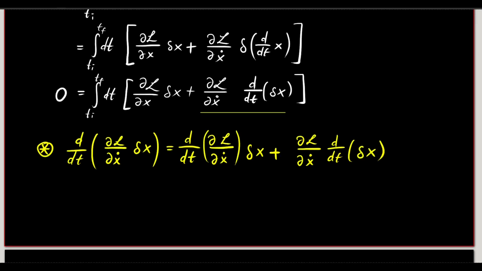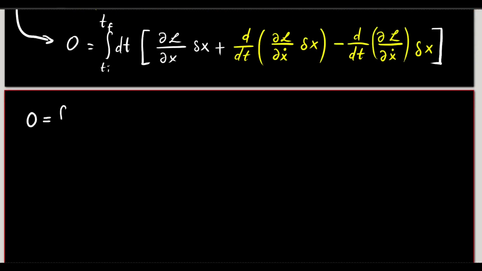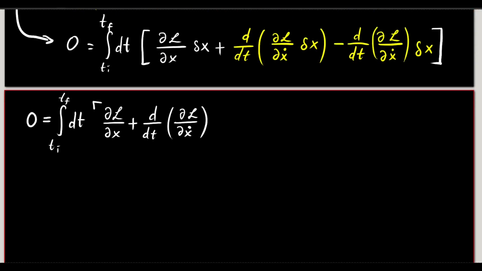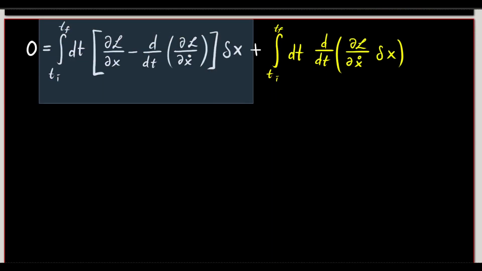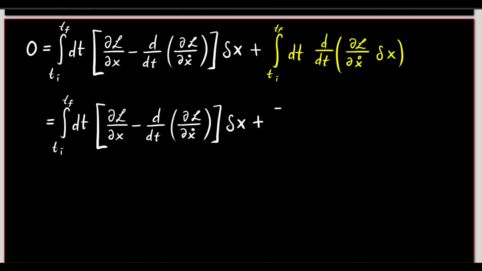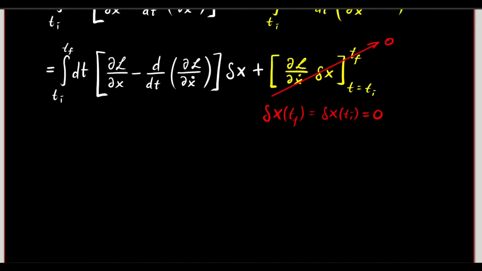The last term in yellow is exactly the second term in white. So we can substitute the yellow one in. Let's then tidy it up, grouping the terms with the delta x factor and deal with the leftover. Now the leftover in yellow is an integral of a derivative, so we can use the fundamental theorem of calculus to evaluate this, and it's this thing evaluated from t equals t sub i to t sub f. Recall that delta x at initial and final time is 0, so this yellow thing is ultimately 0.